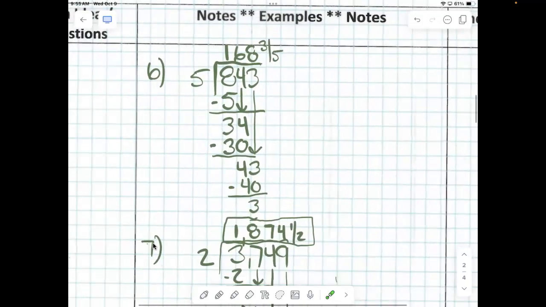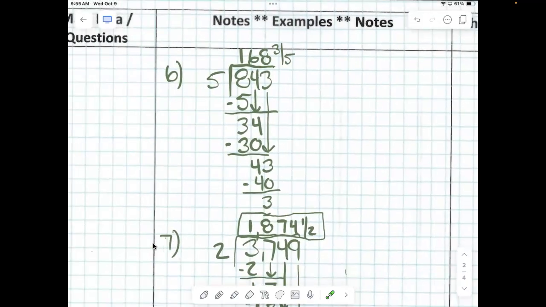Okay, well, what about this one? I'm not going to do this whole problem, number 5 or number 6, but what was our remainder if we were solving with remainders? 3. That becomes the numerator of the mixed number, yes? What's the divisor? 5. That becomes the denominator of our mixed number? Yes. You picking up what I'm laying down?